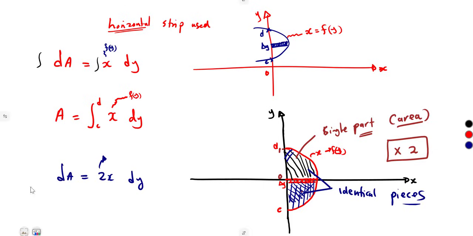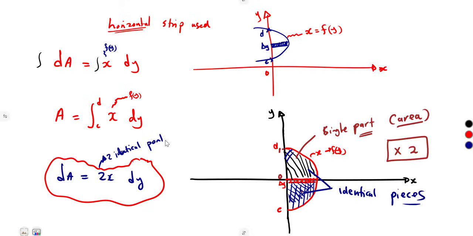So now you want to find your area, you integrate just like what we had before. But we can just include that 2 here on our dA on the strip part to show that we have got 2 identical portions involved, 2 identical portions or pieces or parts that are being involved. But we had to consider all of them at once. So that is why you have to multiply by 2.